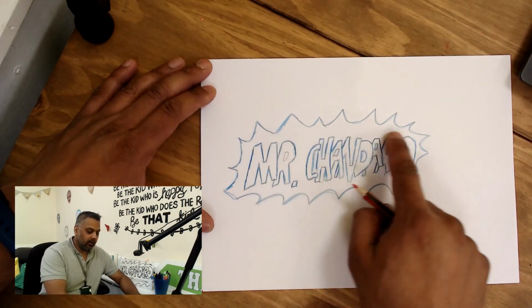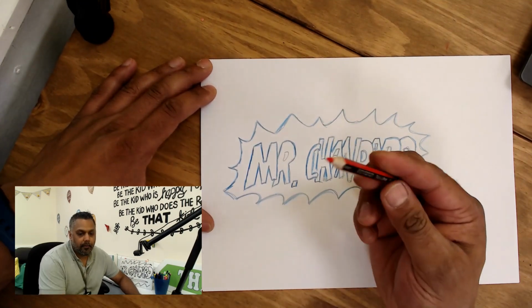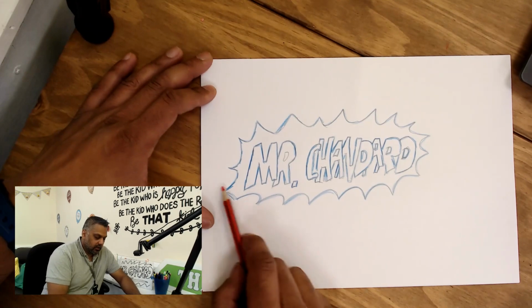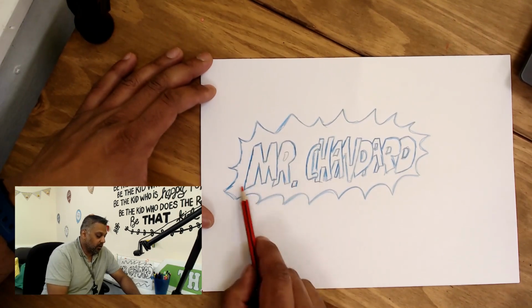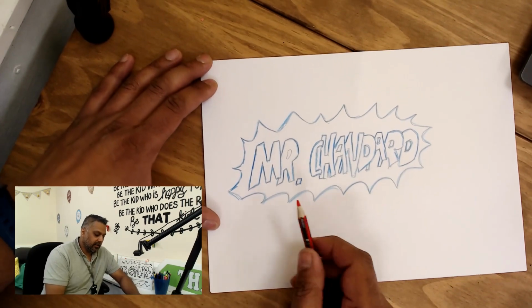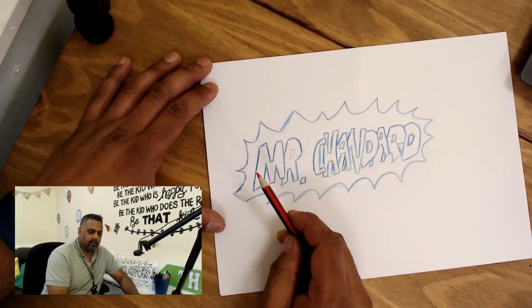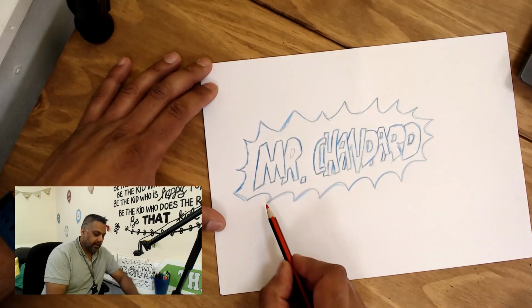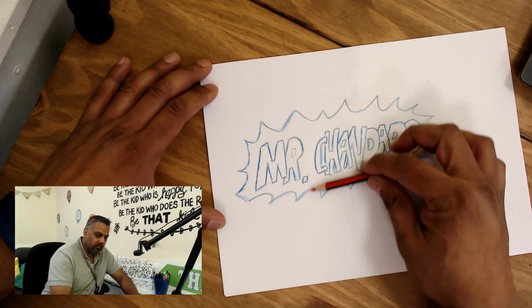So there's my Mr Chandard. I've gone on the outline, so it's nice and blue there, and now I'm going to use my red here, and I'm going to do a gradient of colour. So I'm going to start off maybe dark from the top or dark from the bottom, and it's going to blend into a lighter one. So it's a bit of shading, so I can hold it like this or hold it like this, applying pressure and then easing up the pressure. And that gradient I want the same all the way through my design.